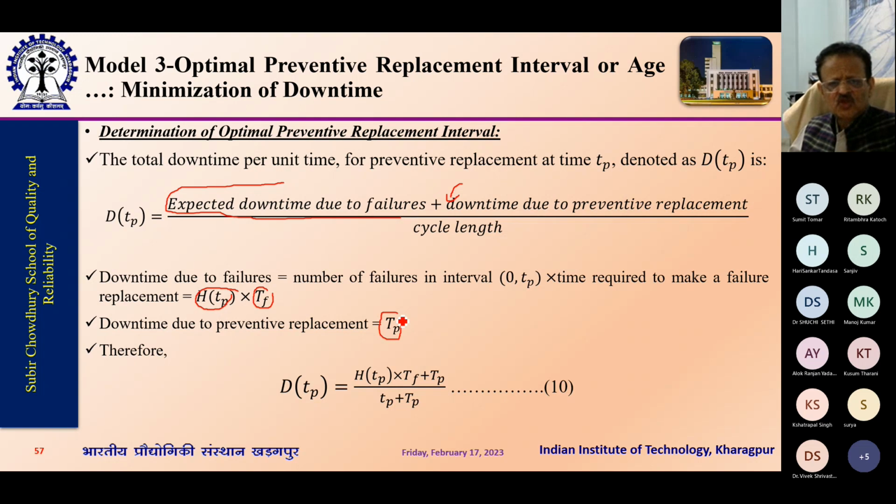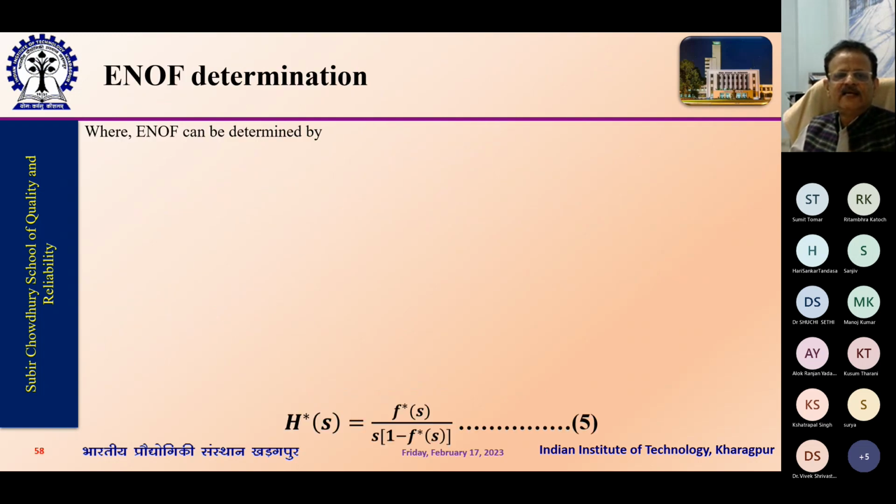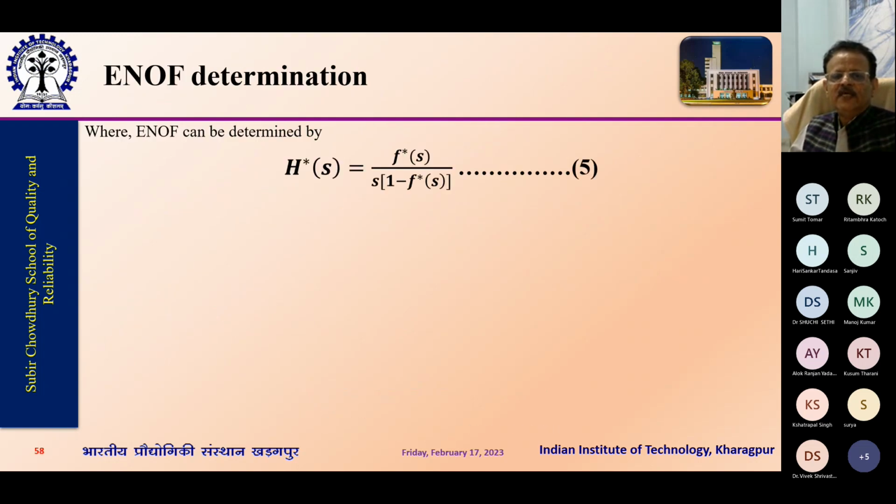Okay, so some information I am providing you. If FT, the probability density function for the failure times, is known, one can find the expected number of failures if one can find the Laplace transform. I hope you have heard of this Laplace transform.